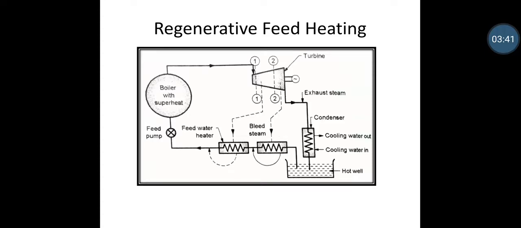There are certain advantages of feed heating. First, the thermal efficiency of the boiler increases as heat input decreases. Stress produced in the boiler is reduced. Capacity of the condenser is reduced, and fuel consumption is reduced. The only disadvantage is that the cost of the power plant increases.